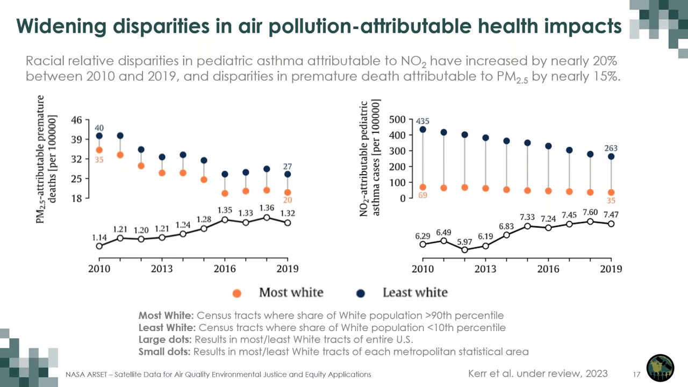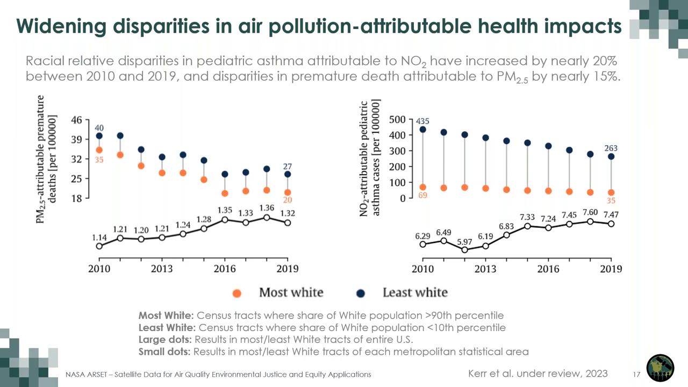So in this study, we were estimating PM2.5 attributable premature deaths per 100,000 people on the left-hand side here, and then NO2 attributable pediatric asthma cases per 100,000 on the right-hand side. And just take a look at the graph on the left for a moment for PM2.5. We see that PM2.5 concentrations declined over time over this period from 2010 to 2019. And that's in response to our very successful Clean Air Act and the regulations that go along with it.